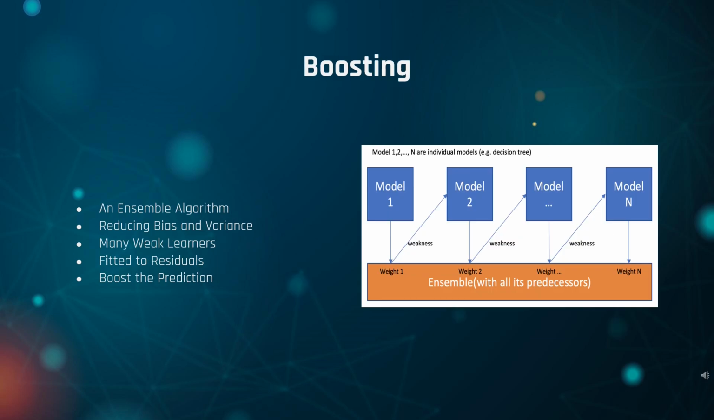Okay, boosting. In machine learning, boosting is an ensemble meta-algorithm for primarily reducing bias and also variance. Boosting is based on the question which was posed by Kearns and Valiant around 20-30 years ago. Can a set of weak learners create a single strong learner? A weak learner is defined to be a classifier that is only slightly correlated with the true classification. In contrast, a strong learner is a classifier that is arbitrarily well correlated with the true classification.